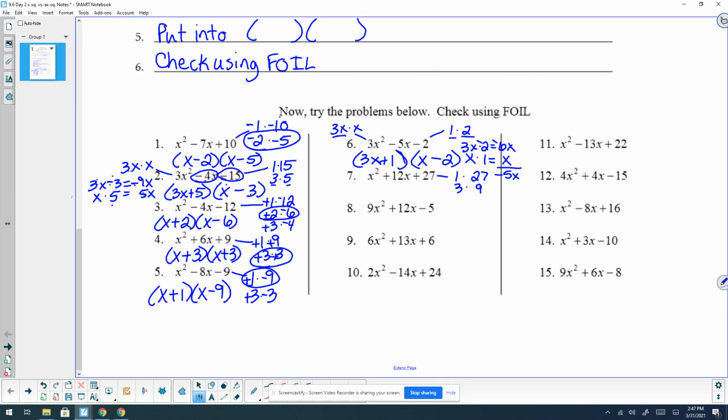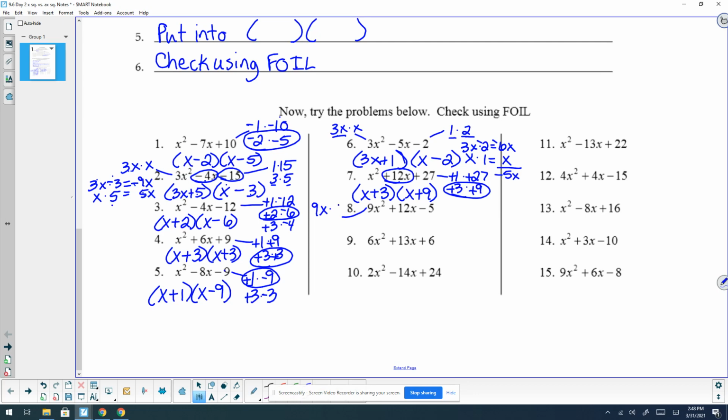My sign in my middle term is positive, so that means both of my larger numbers are positive. It has to multiply to a positive, so my smaller numbers are positive. What then would get me to positive 12x? It's going to be +3 and +9. X plus 3, x plus 9. Okay. On to 8. I look for a GCF. 9 is not divisible by 5, and 5 is the only number I could use, so that will not work.